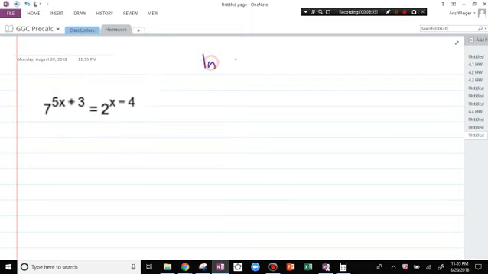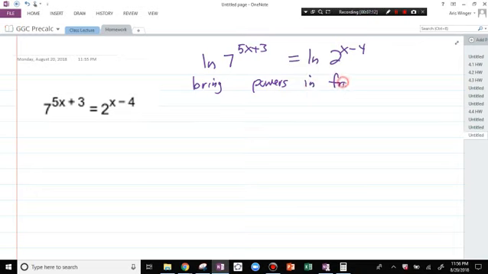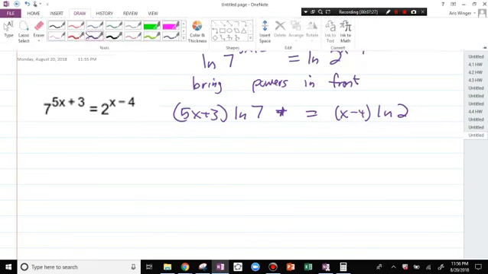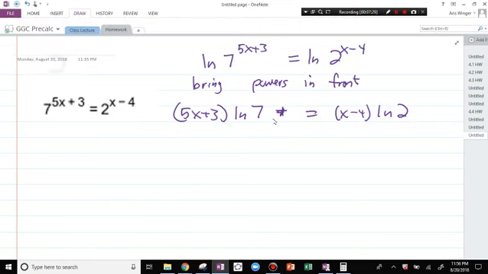Same deal, let's get it. Natural log of 7 to the 5x plus 3 equals the natural log of 2 to the x minus 4. We're bringing all powers in front, and we're obsessed with solving for x. Bringing powers in front. We're talking about 5x plus 3 times the natural log of 7 equals x minus 4 times the natural log of 2.